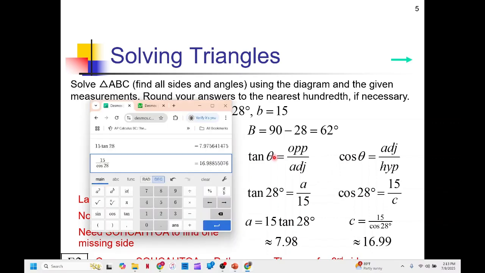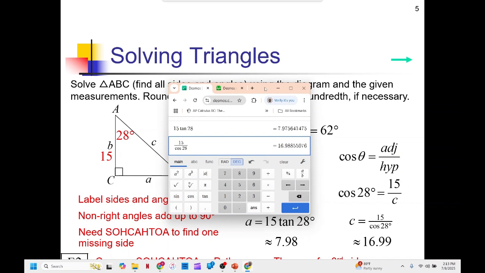Now again, we could have used the Pythagorean theorem, so just to show you that. With the Pythagorean theorem, you basically need the square root of a squared plus b squared. So the square root of, let's see, A was 7.98 roughly, so 7.98 squared, plus B was 15, so 15 squared. And again, we get about 16.99 doing it with that approach.